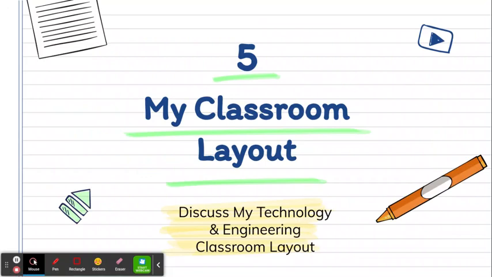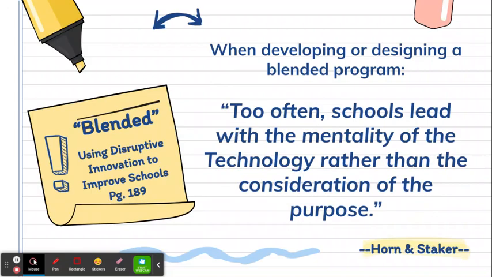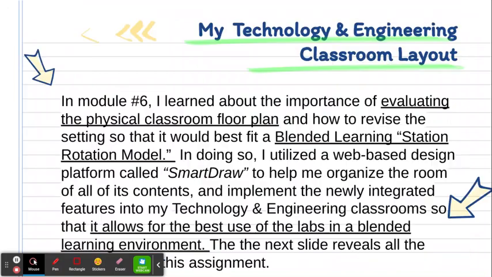All right, up next, section 5, my classroom layout. This was pretty cool where we had to look at our classrooms. So I have here, too often when schools lead with the mentality of the technology rather than the consideration of the purpose, that can be an issue when developing or designing a blended program. And I felt like Horn and Staker really hit home on that point. As far as Module 6 goes, I learned how to evaluate my physical structure floor plan in my room and how to set it up so that it best fits our blended learning station rotations format. Okay, and how to use my lab area in a way that supports this.